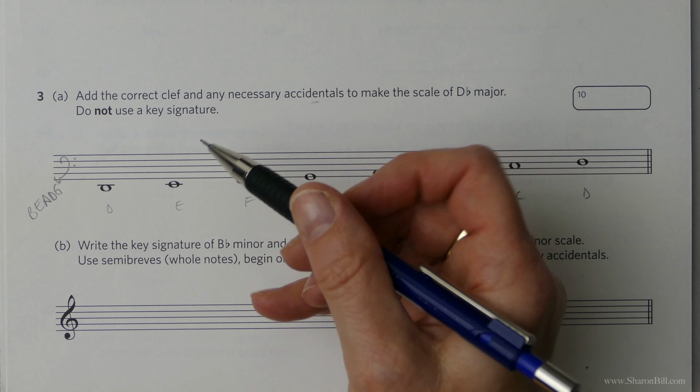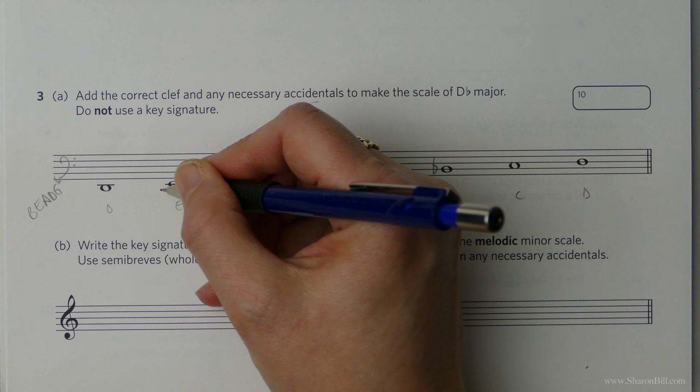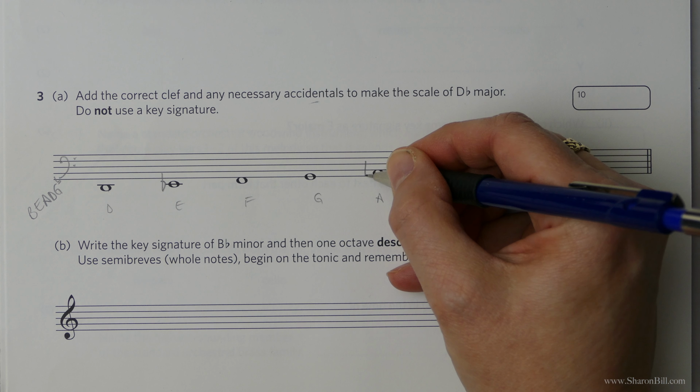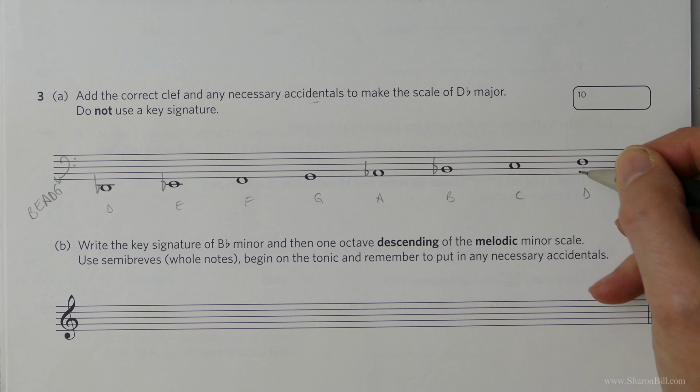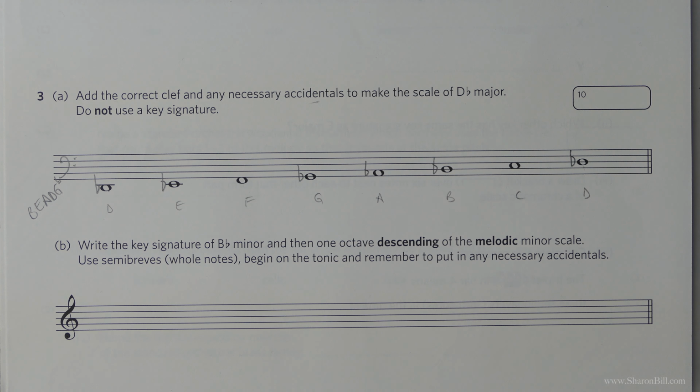It depends what instrument you play, which clefs you're comfortable with. So we want a B flat, an E flat, A flat, and of course the D flat comes twice, and then we need a G flat as well. There we go, so that's soon done. Let's move on.